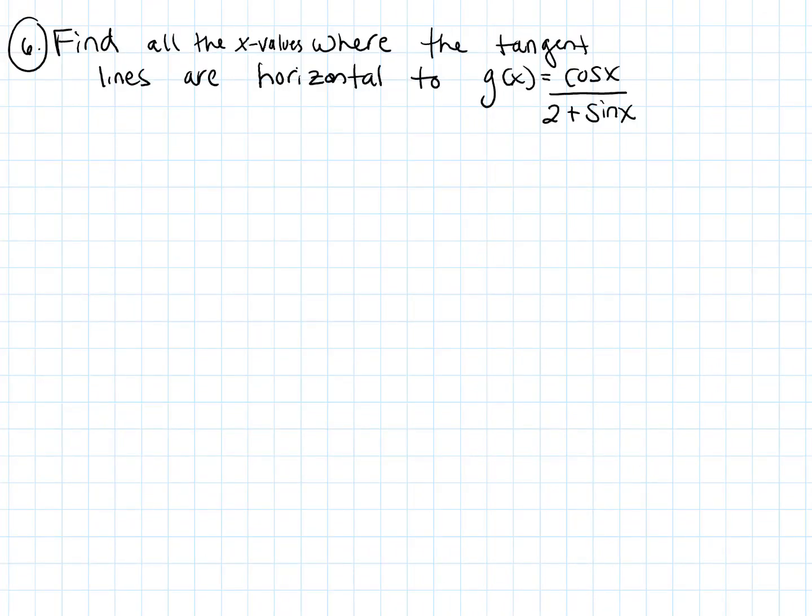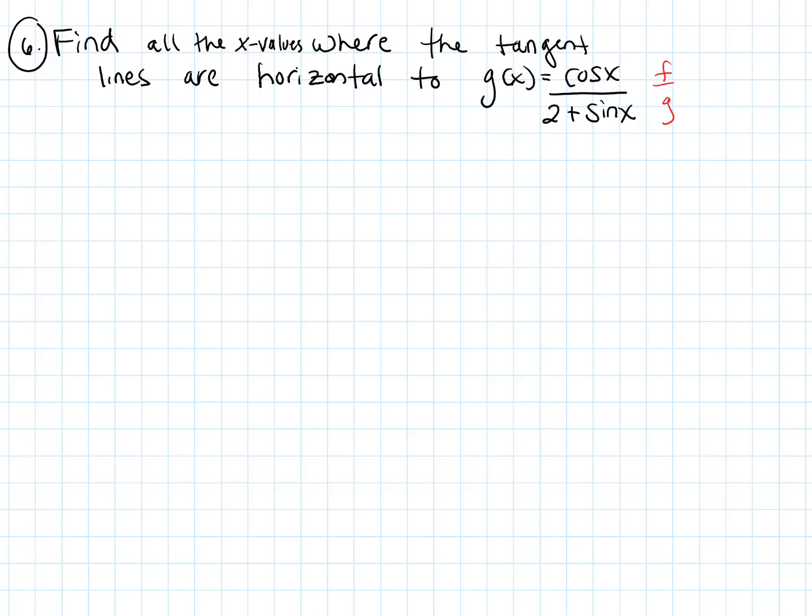Okay, so let's do one more example of horizontal tangent lines. Let's do this one. Where does g of x equal, this time a quotient, cosine of x over 2 plus sine of x? So we've got a quotient rule here we're going to have to apply, f over g. Find all the x values where our tangent lines are horizontal.